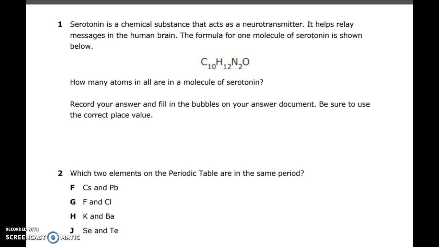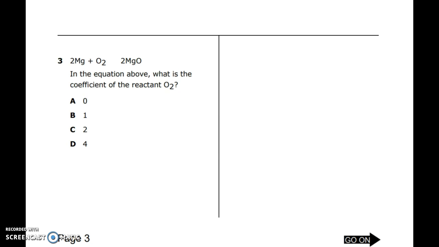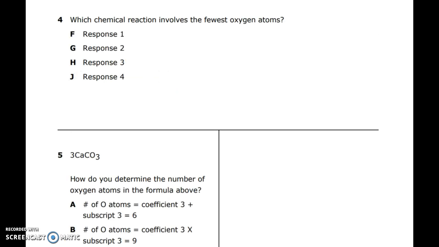Number 2. Which two elements on the periodic table are in the same period? 3. In the equation above, what is the coefficient of the reactant O2? Number 4. Which chemical reaction involves the fewest oxygen atoms? See the answer choices in your test booklet.